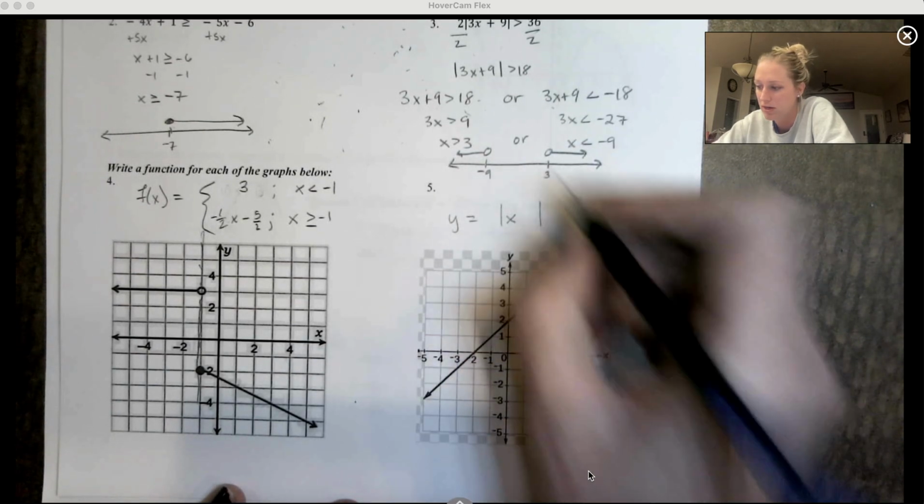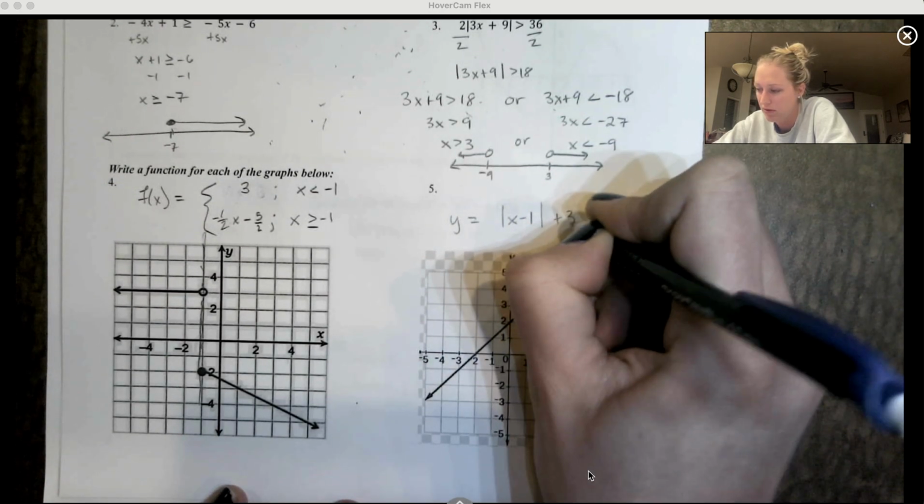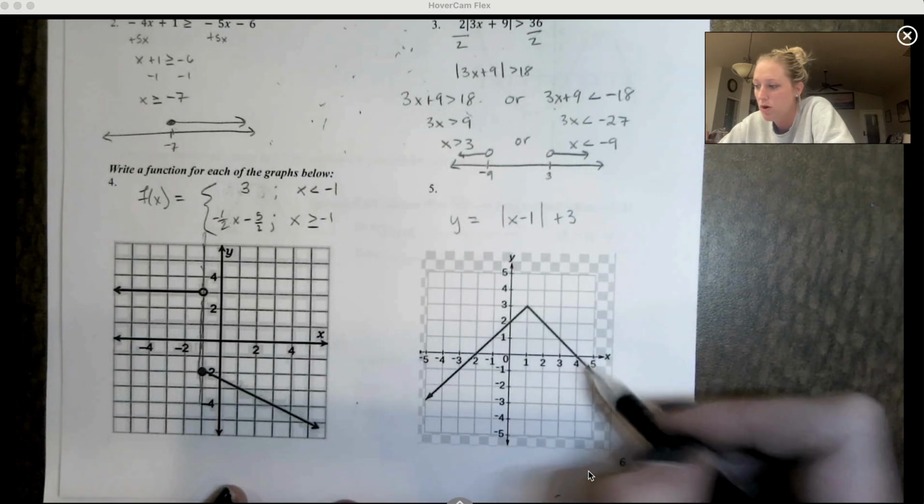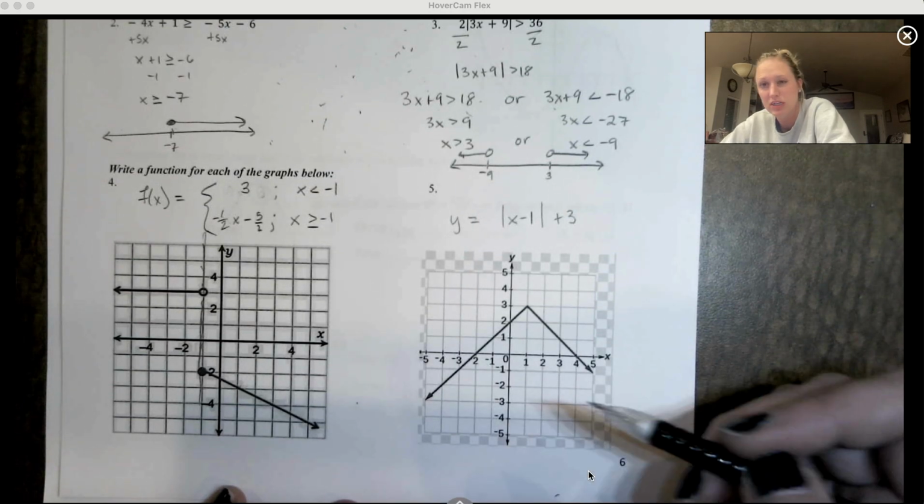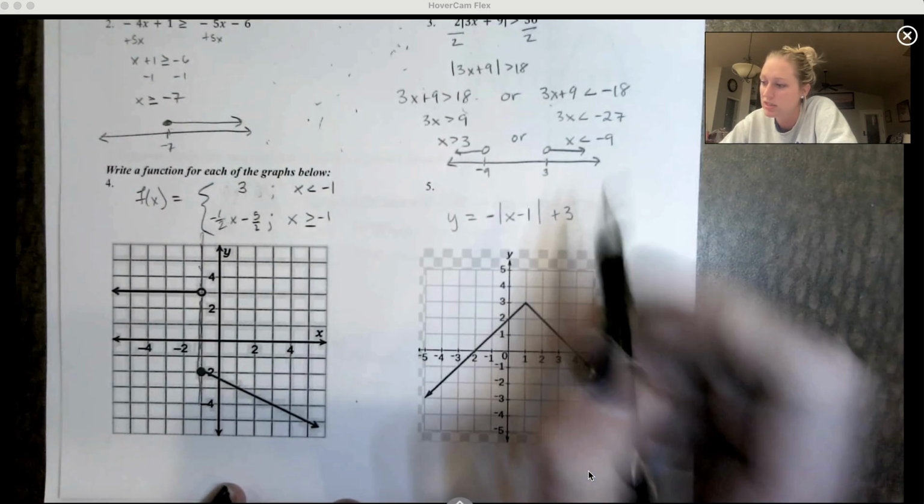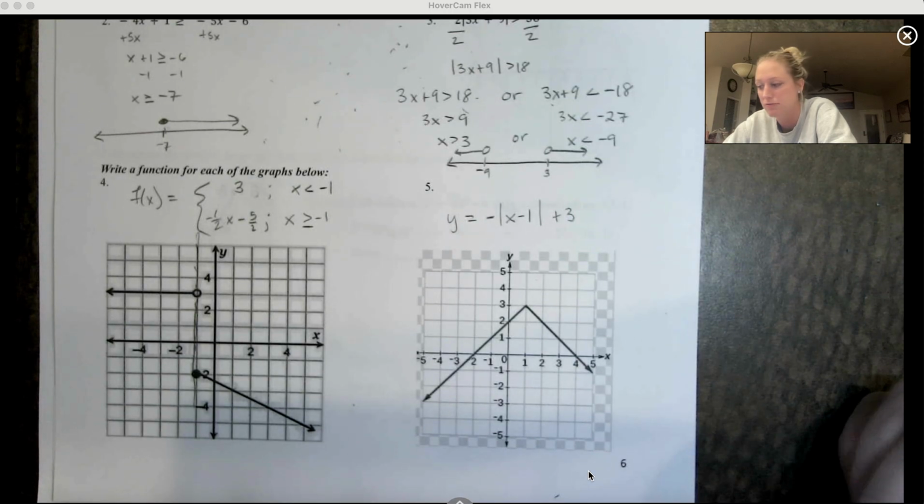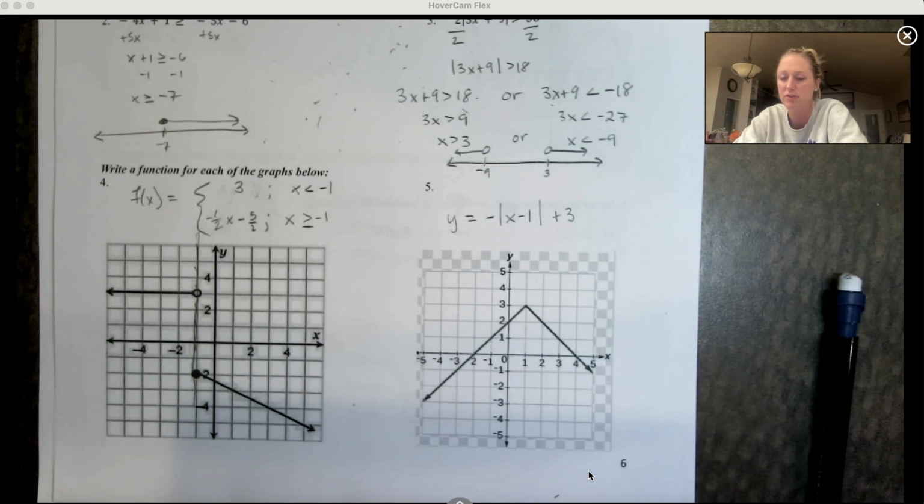So if I go right 1, I have to write -1 here. If I want up 3, I have to write plus 3 there. Now my slope is still 1, so I don't have a vertical stretch, but it's facing upside down. It's been reflected, so I do need a negative in front of this. So that would be the equation that matches this graph. All right, that's it for the Mod 2 review.